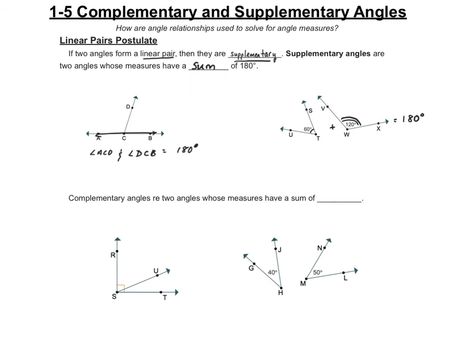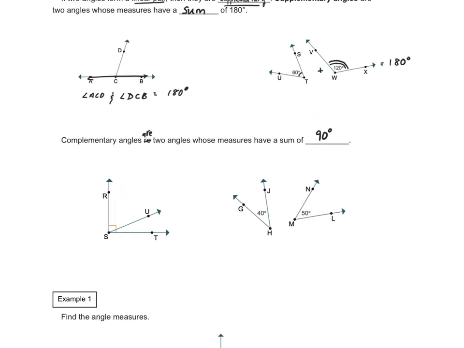Complementary angles, on the other hand, are two angles whose measures have a sum of 90 degrees. Just like with supplementary angles, they don't have to be touching, they don't have to be adjacent to each other, they don't have to have that common side. But here we can see that RST is a right angle, and I do have this common side.